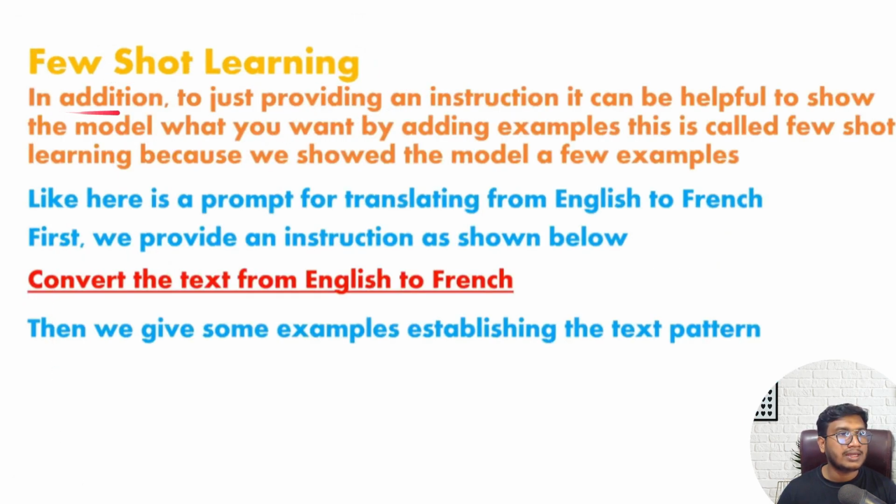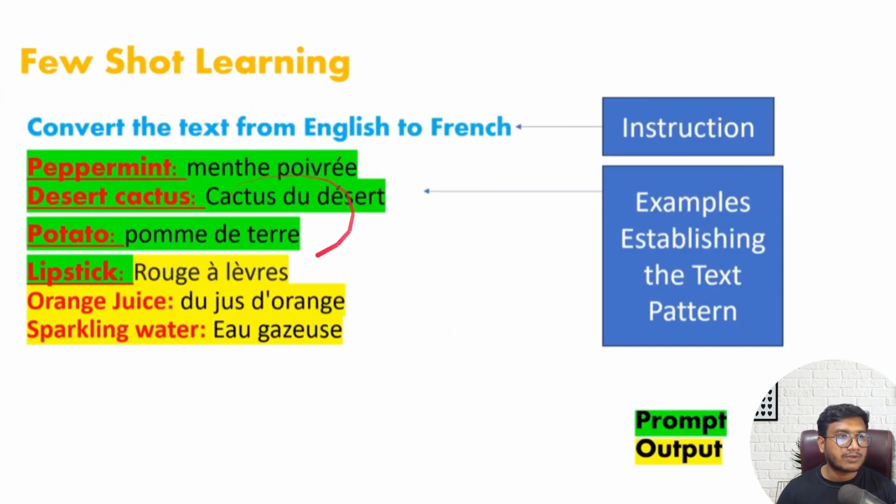In few-shot learning, in addition to just providing an instruction, it can be helpful to show the model what you want by adding examples. This is called few-shot learning. So in few-shot learning, you give some examples. Let's say here you are giving the prompt: convert the text from English to French. With this prompt you will pass some examples, like English to French examples. Let me show you.